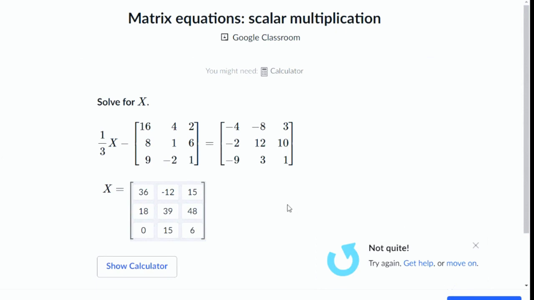Not quite. Oh, what number did I mess up? So let's try again. One of those I messed up. I guess I'm going to have to write the rest of them on the paper. I wonder if I left off a negative somewhere.